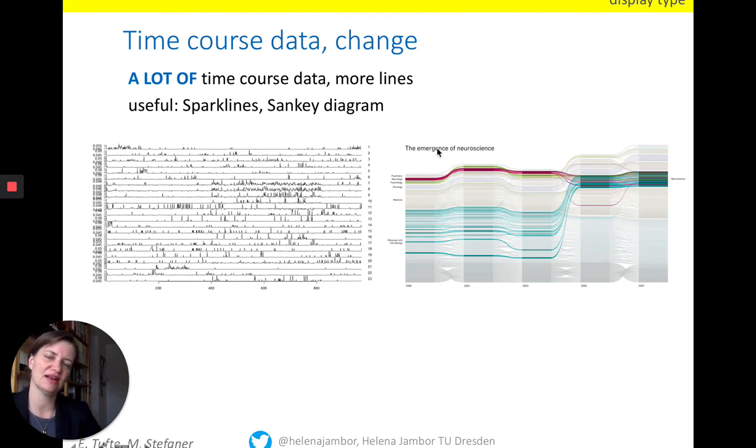And then on the right-hand side, we can see what is called a Sankey diagram, where we also track from 1999 to 2009 or so, over many years, all the papers that were published in different subjects of biology. And what you can see here is that a lot of lines actually work quite well.